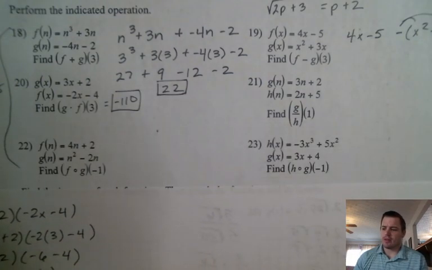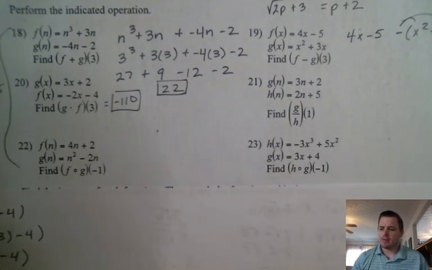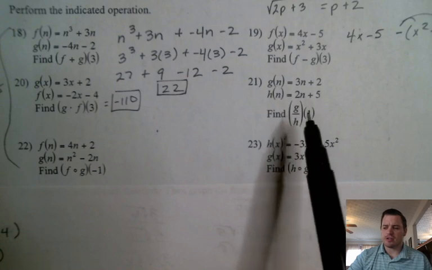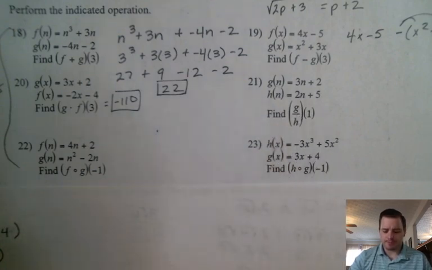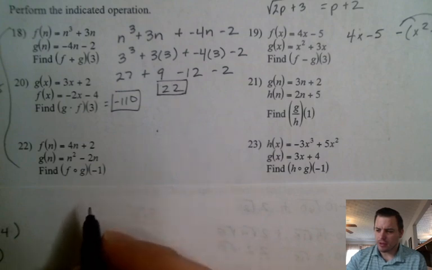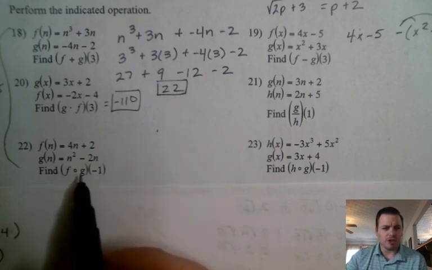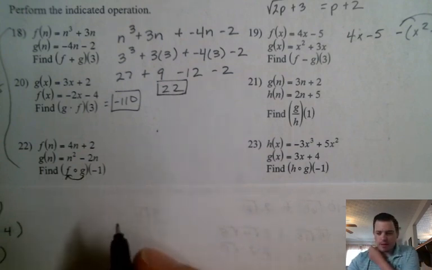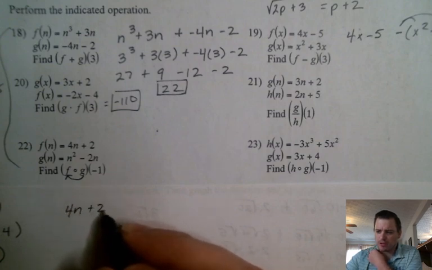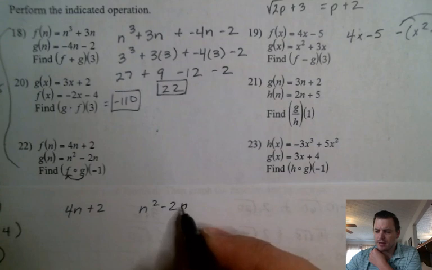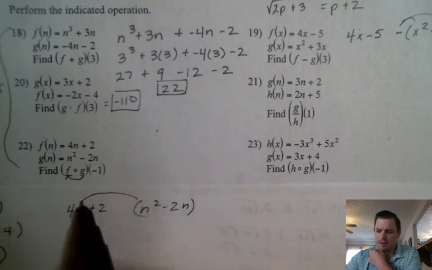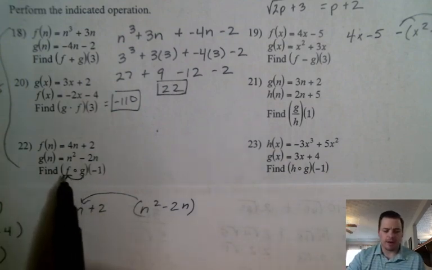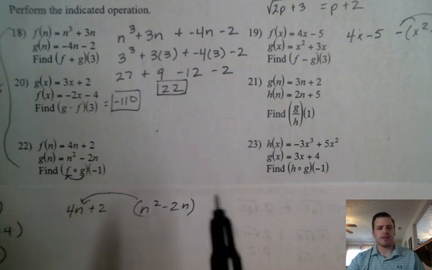Now let's go down here with this one right here. Number 22. And this one over here is division, so it should be pretty straightforward, pretty simple for you guys. So let's look at number 22. It's saying f composed with g. So remember that means put g into f. Put g into f. So if f is 4n plus 2 and g is n squared minus 2n, it's saying take this and put it there. F composed with g of negative 1. We'll get to the negative 1 part here in a second.